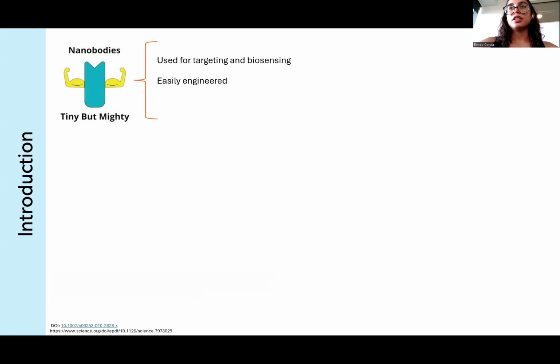They are easily engineered, meaning that we can modify the plasmid so that they are engineered however we want. And they can be functionally expressed in E. coli, which is a very easy-to-use bacterium. For targeting and biosensing, we can modify them at the C-terminus. Since a protein has an N-terminus and a C-terminus, the modification is often made on the C-terminus since it doesn't affect the binding capacity of the nanobody to the target protein.